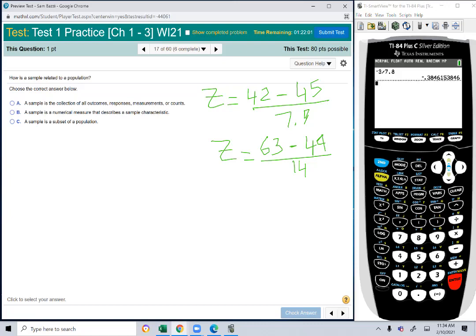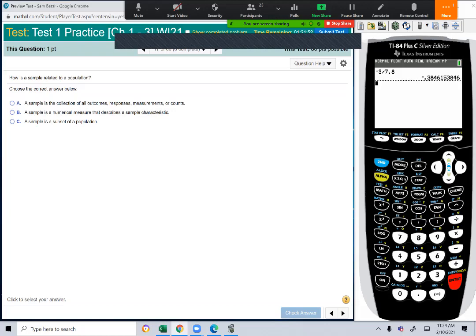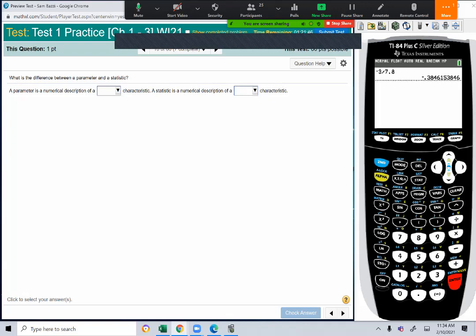How is a sample related to a population? Can you tell me, guys, which one is the correct answer? It's C. Yep. Let's move on. What's the difference between parameter and statistic? A parameter is a numerical description of a population. A statistic is a numerical description of a sample characteristic. What are the 2 main branches of statistics? The 2 main branches of statistics are descriptive statistics, guys, and inferential statistics. There you go.